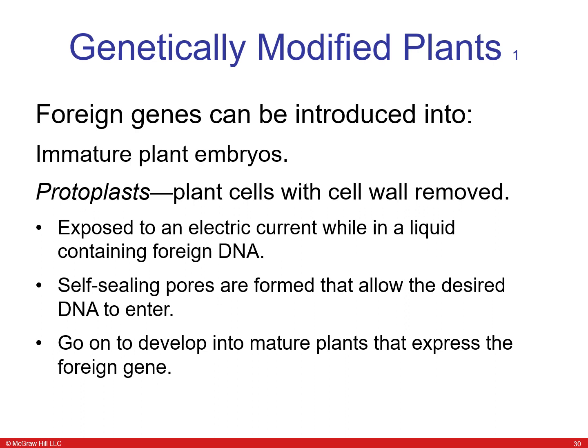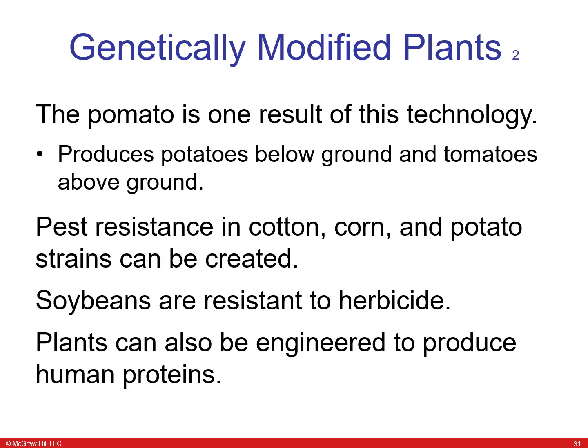For GMO plants, foreign genes can be introduced into plant embryo cells called protoplasts. They are exposed to an electric current while in the liquid containing the foreign DNA, the pores seal up, and then we have mature plants that express the foreign gene. So we have potatoes below ground and tomatoes above ground. Pest resistance in cotton, corn, and potato strains, and soybeans resistant to herbicide. And we have plants that can be engineered to produce human proteins.